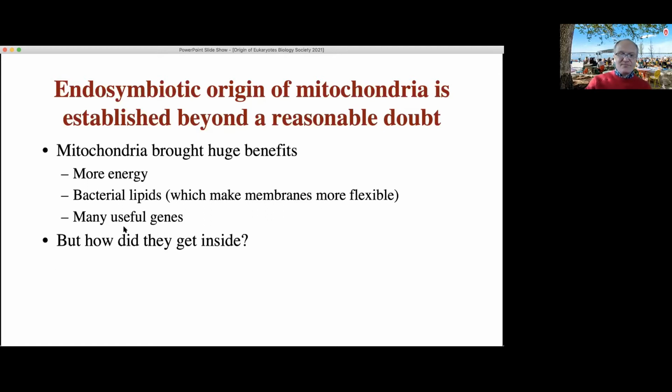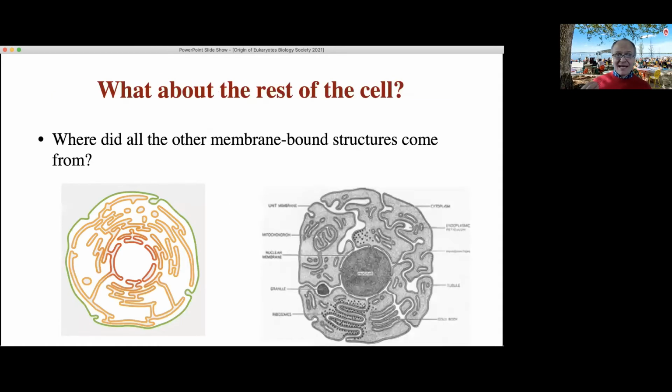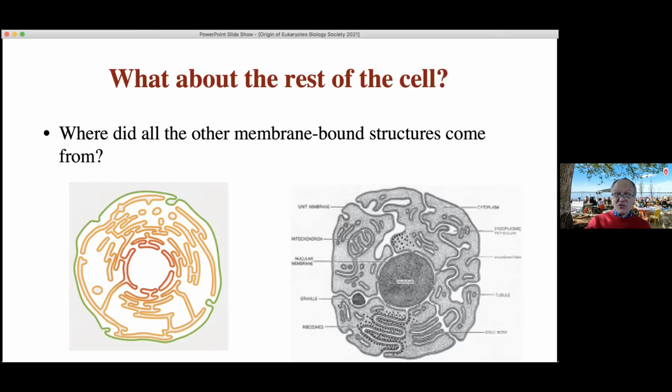And that relates to the question of, well, how did all the other membranes get inside? So if you look at a eukaryotic cell in some sort of schematic manner, what you find is that there are many, many internal membranes. And the question then comes, how did the mitochondria and all of these other membranes end up inside the eukaryotic cell? And that's really what I'm going to focus on today.